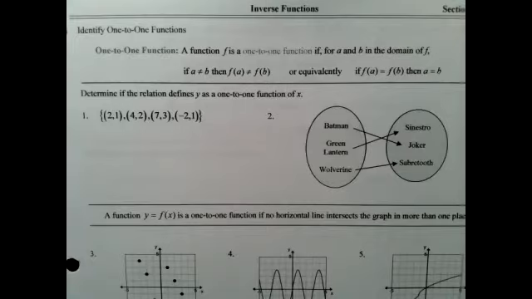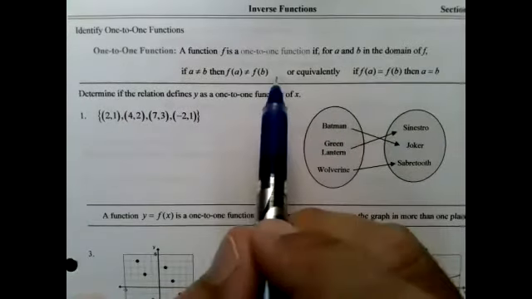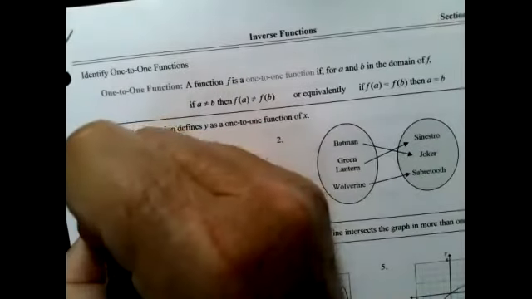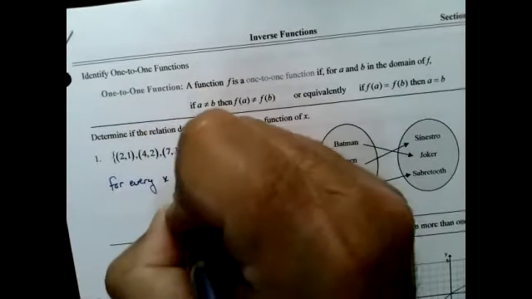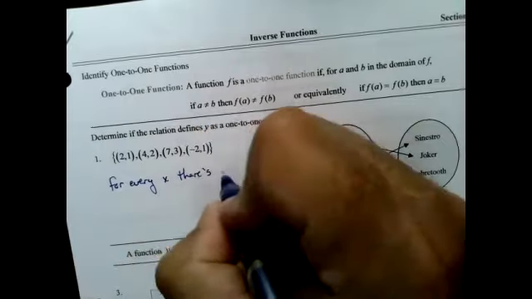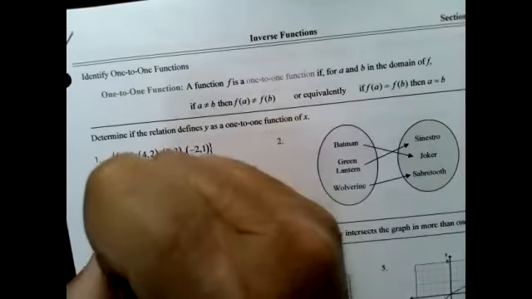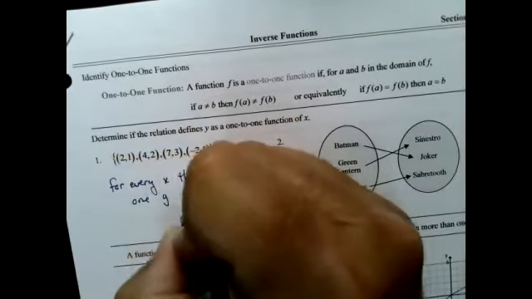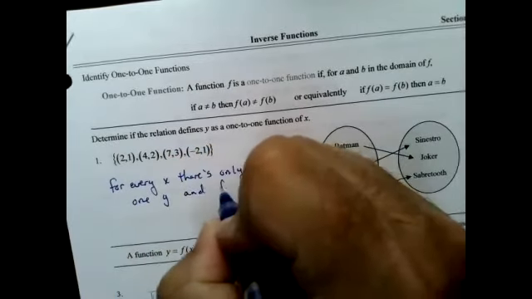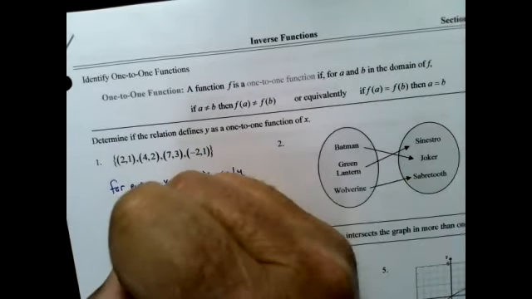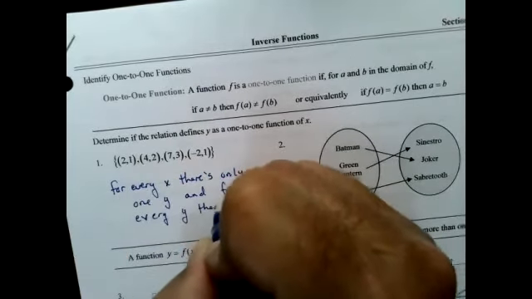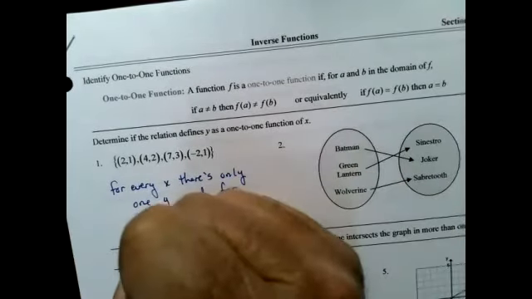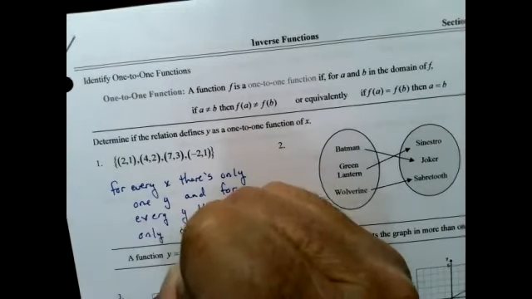I think I can. In order to be one-to-one, for every x, there is only one y, and for every y, there is only one x.